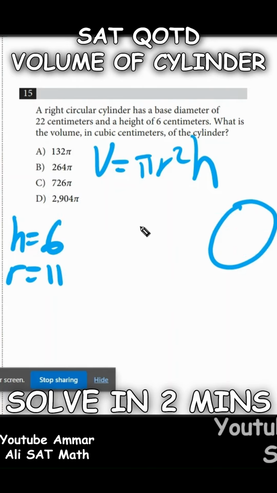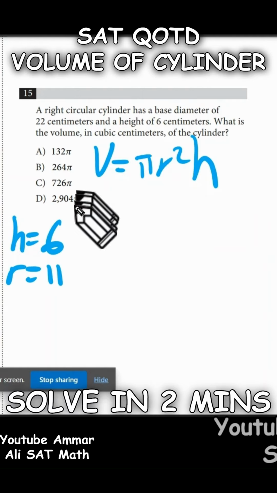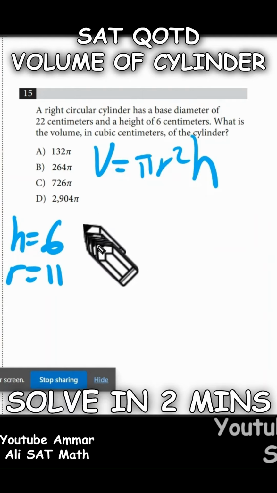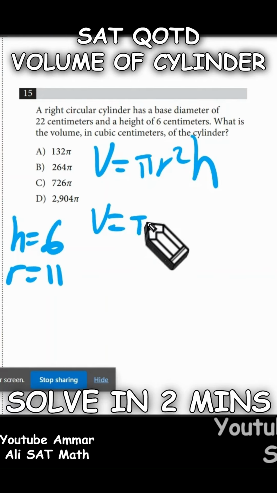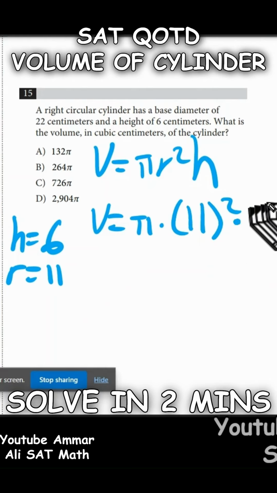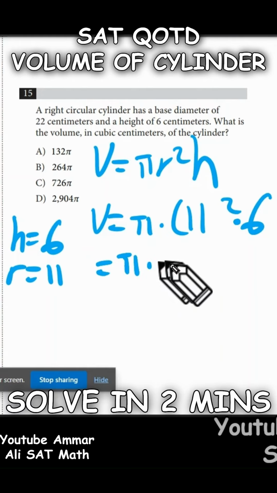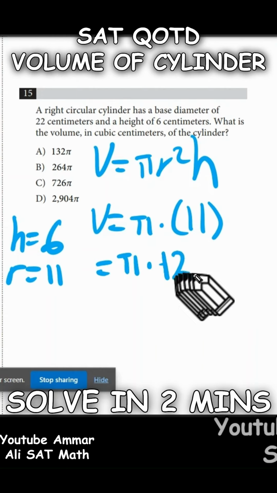When they give you diameter, it's always going to be 2 times the radius, or in other words, the radius is half the diameter, right? So let's just plug that into our equation, right? So we have pi times r squared, which is going to be 11 squared, right? And then times h was going to be 6. So that is equal to pi times 121, right? Because 11 squared is 121. So we have 121 here. And then times 6, right?